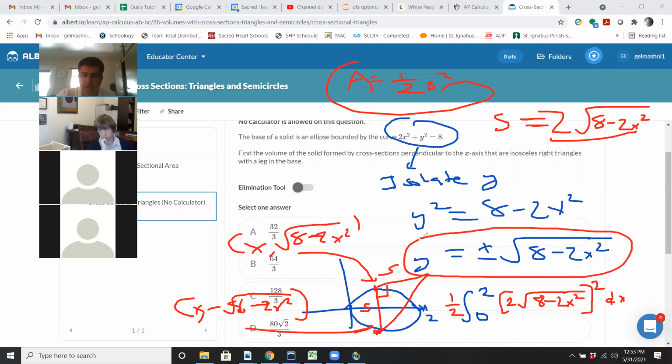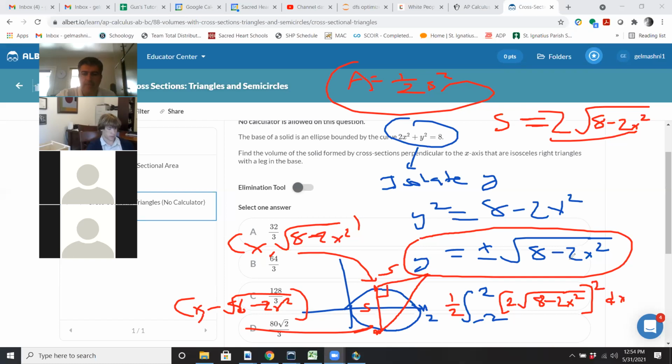Oh, wait one sec. No, you're right. I'm wrong. My limits are wrong. It's from -2 to 2. Is that what you're getting? Yeah, it's from -2 to 2. My bad. I drew this somewhat incorrectly.